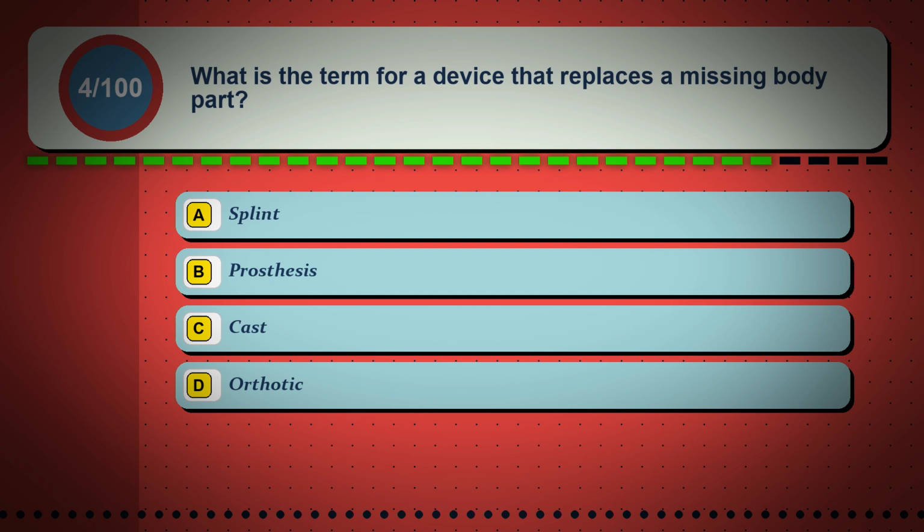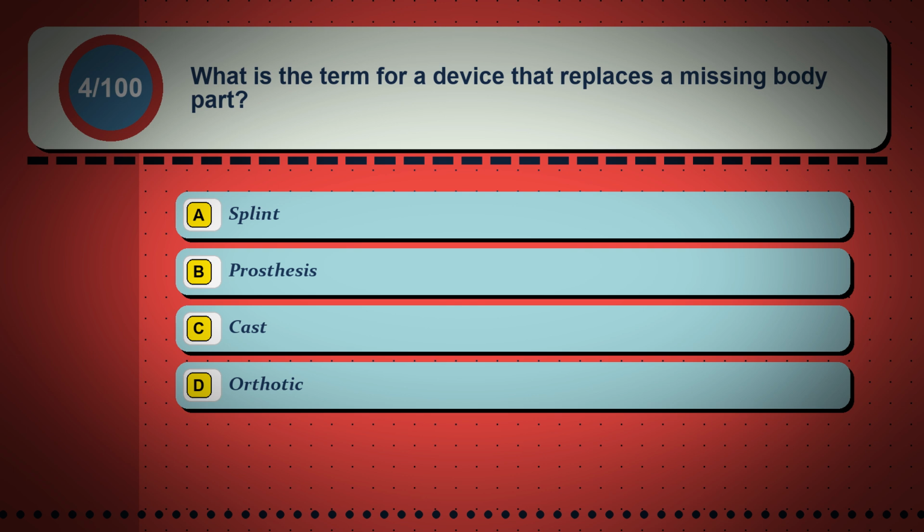Question 4. What is the term for a device that replaces a missing body part? Option A. A splint. Option B. Prosthesis. Option C. Cast. Option D. Orthotic.